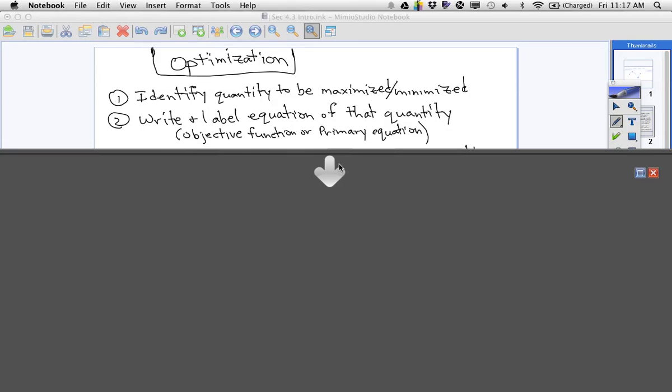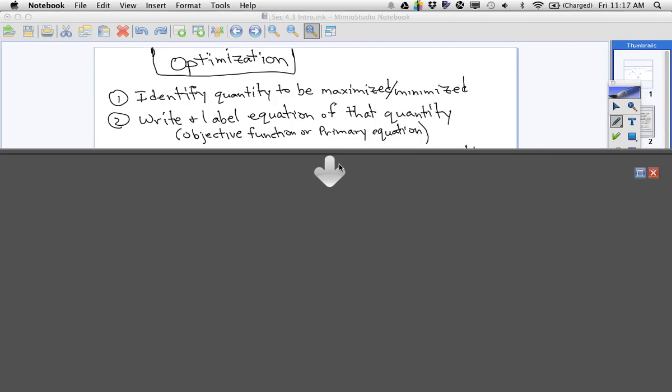So then we need to write and label an equation of that quantity. So if I'm trying to find the max profit, I need to find a profit equation. I need P equals something. That's another thing people have trouble with, is they don't know how to label their equation. Just call it P if it's profit. If I'm trying to find a time equation, I'm going to do T equals. Right? If I'm trying to minimize my cost, I'm going to start with C equals. All right? If I want to maximize my revenue, I'm going to start with R equals. It's going to be my function.